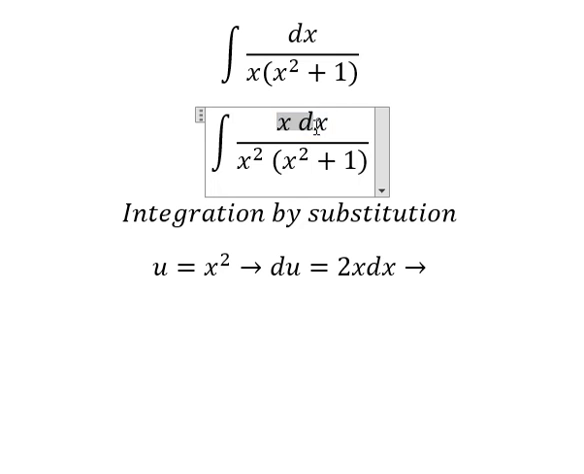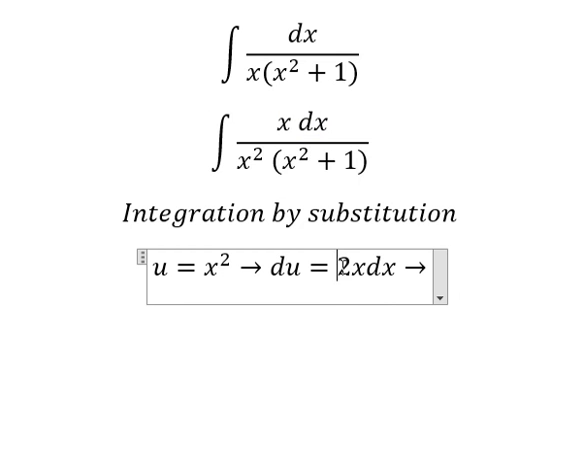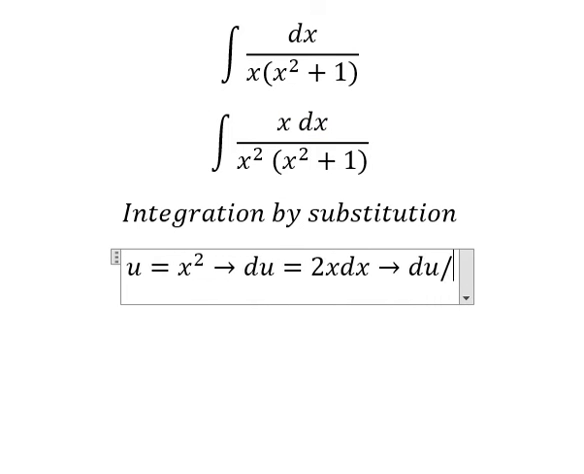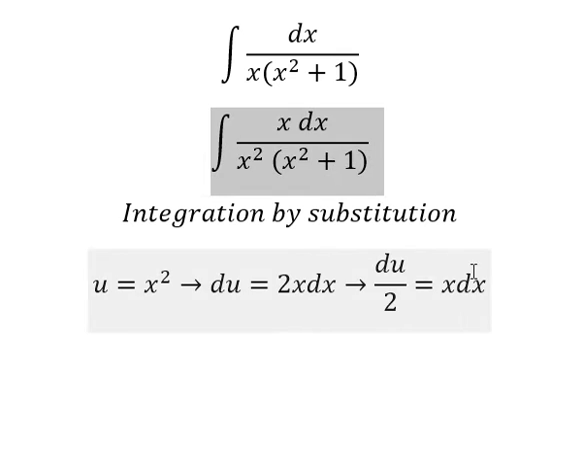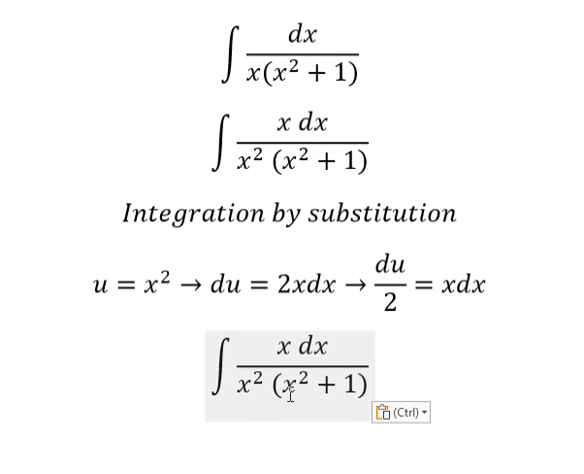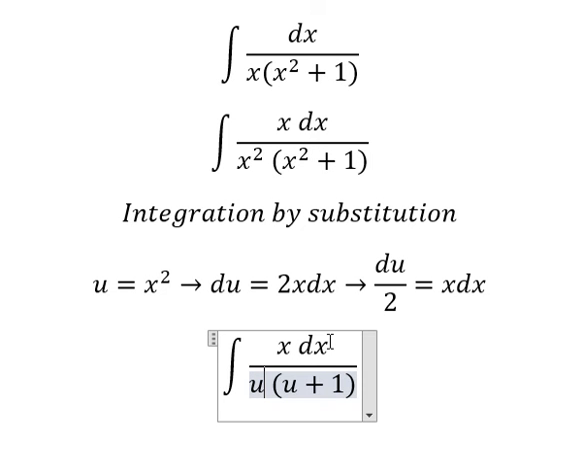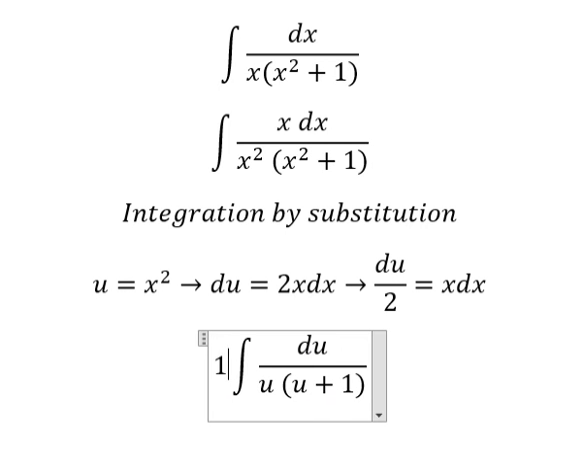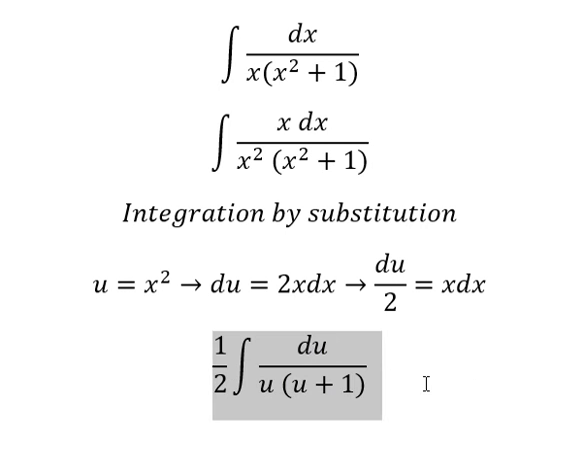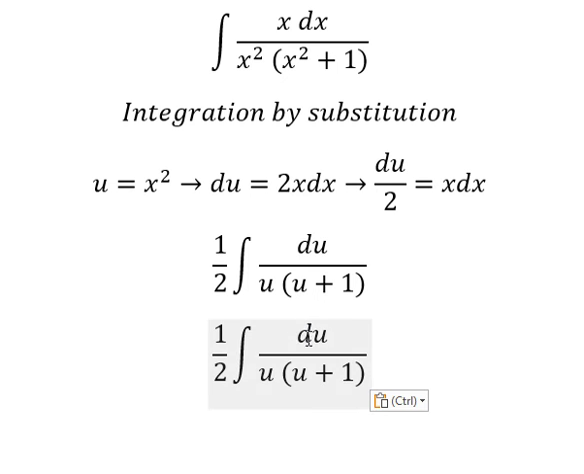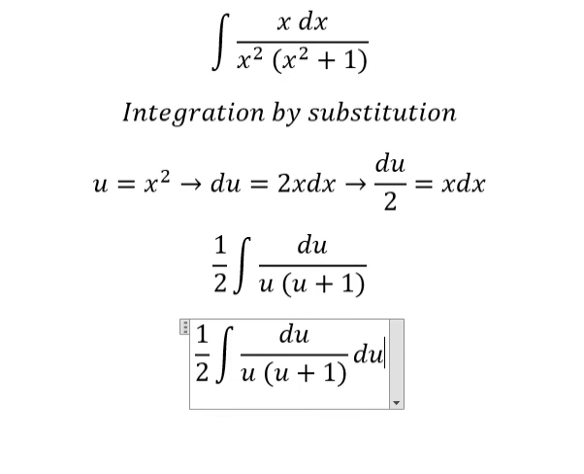Because we don't have number 2 in here, we need to divide both sides by number 2. This one we change by u, this one we change by u, and this one we change by u over number 2. So du I will put in here.